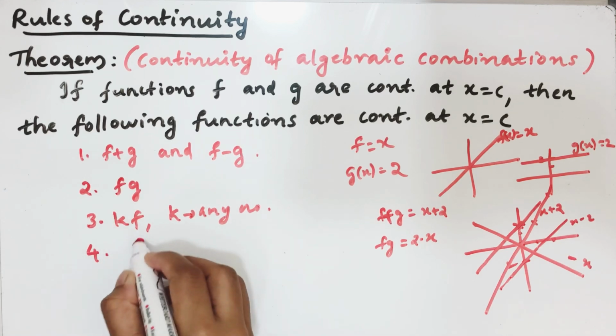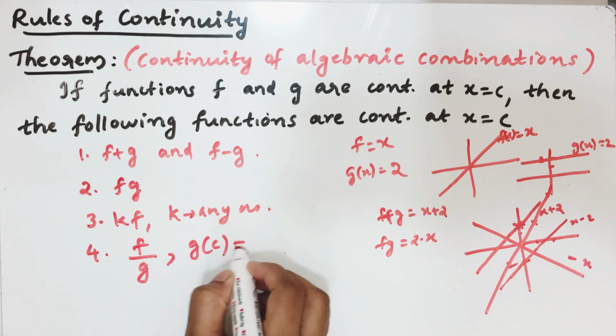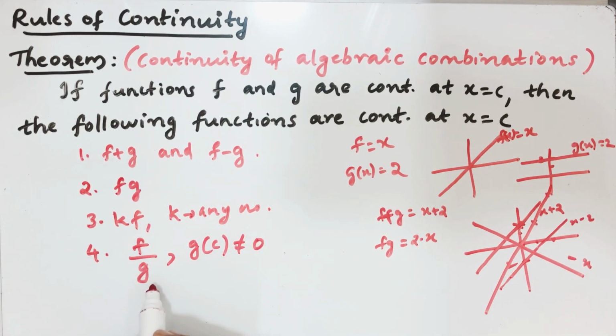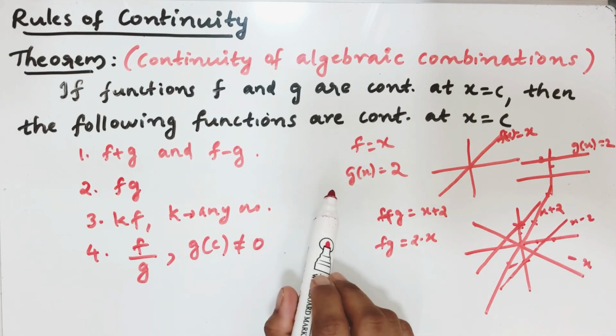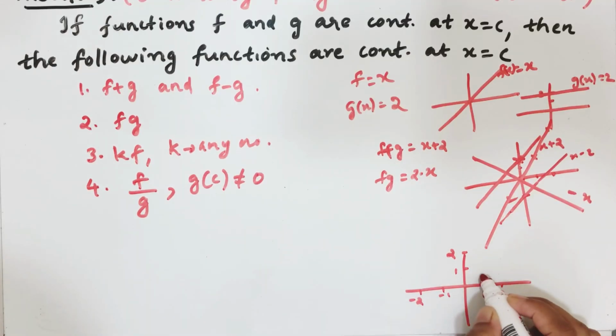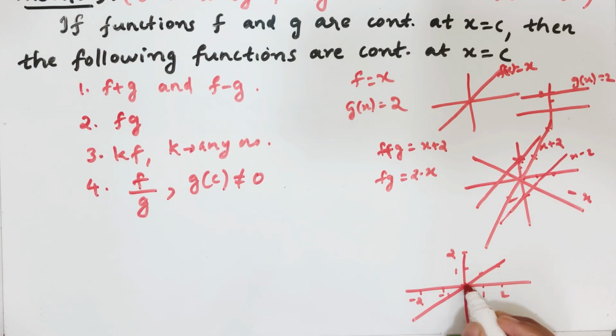Fourth one, f by g, provided g of c not equal to 0. If f and g are continuous at c and g of c is not equal to 0, then f by g is also continuous. Here we can say 1 by 2x is also continuous. The graph will be like this. Here at 0, the value is 0. At 1, y is 1 by 2. At 2, y is 1. Like that.